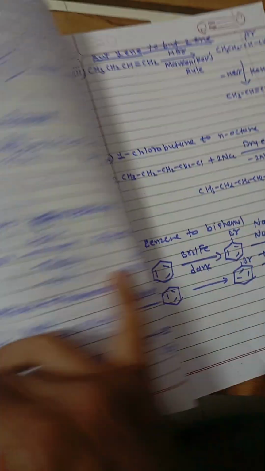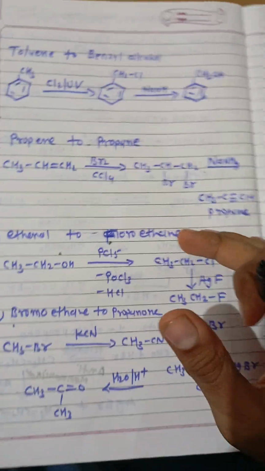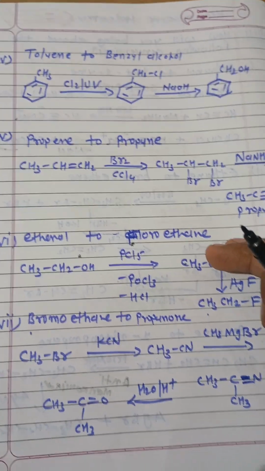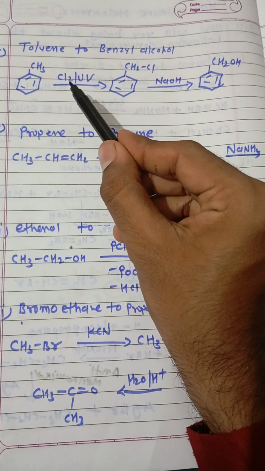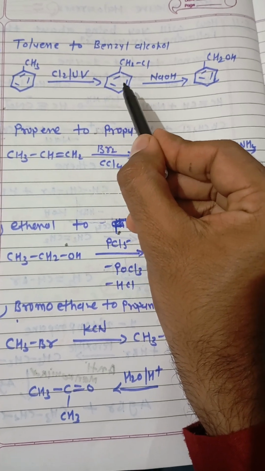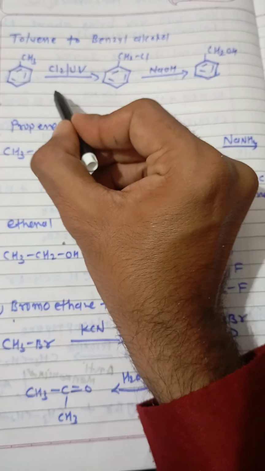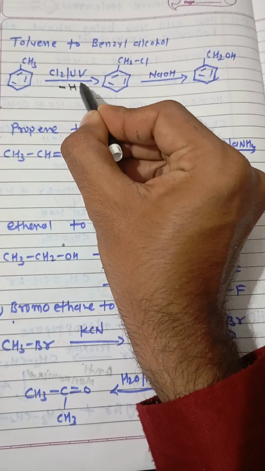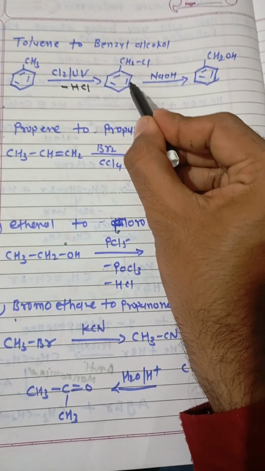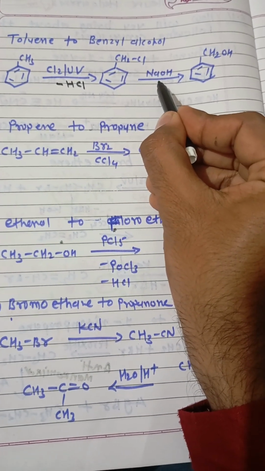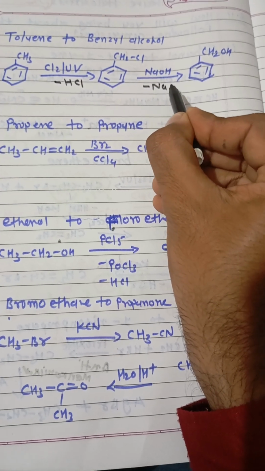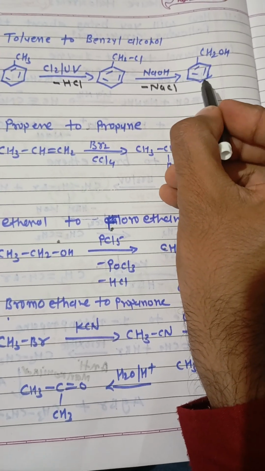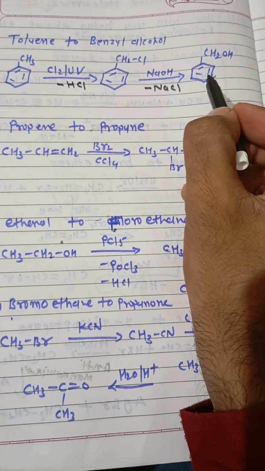Then we move on to the fourth example, toluene to benzyl alcohol. Toluene reacts with Cl2 in the presence of UV light. First it forms benzyl chloride by removing HCl. This benzyl chloride undergoes reaction with NaOH, removing NaCl, and forms benzyl alcohol as the final product.